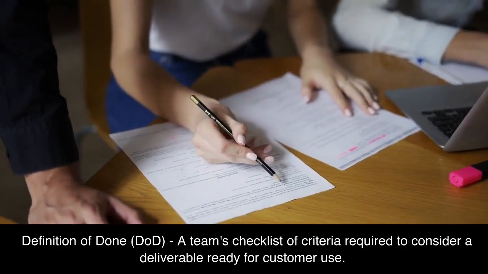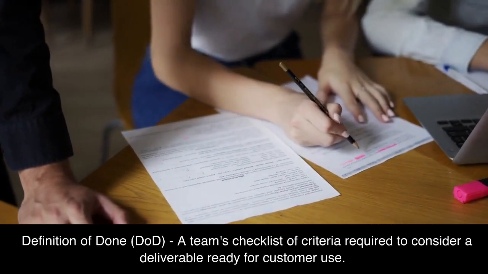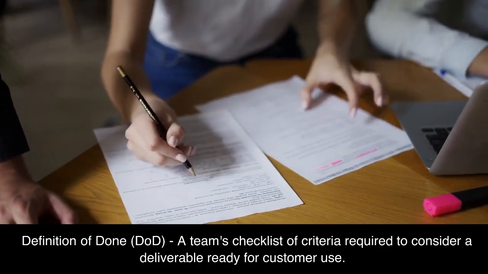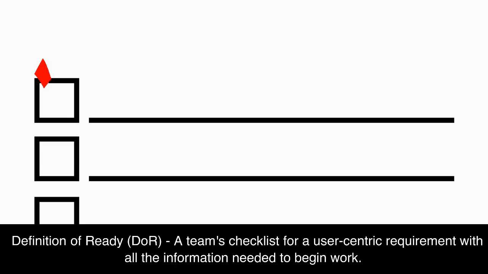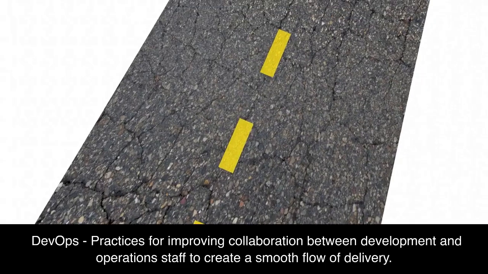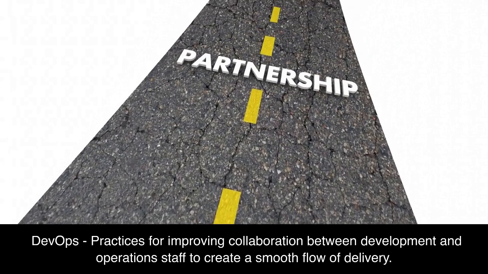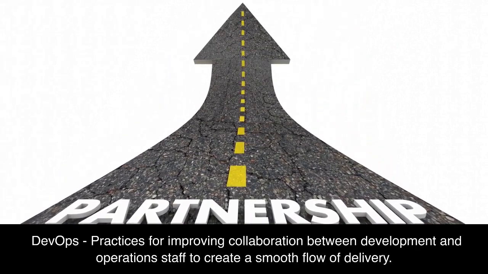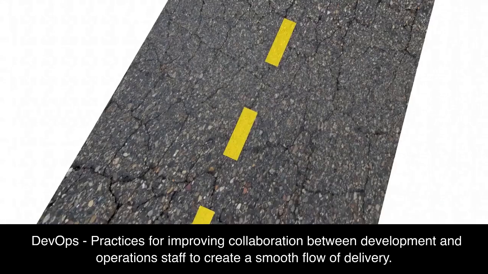Definition of Done, DOD: a team's checklist of criteria required to consider a deliverable ready for customer use. Definition of Ready, DOR: a team's checklist for a user-centric requirement with all the information needed to begin work. DevOps: practices for improving collaboration between development and operations staff to create a smooth flow of delivery.